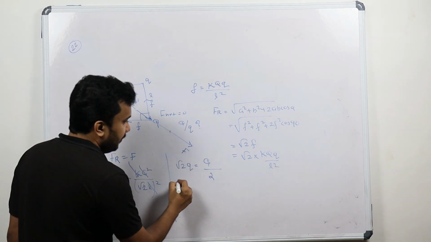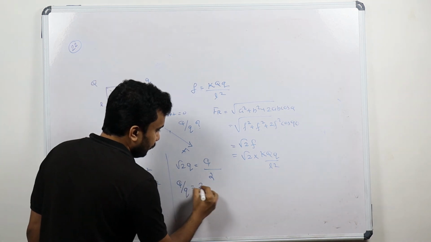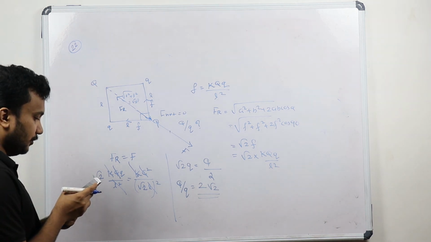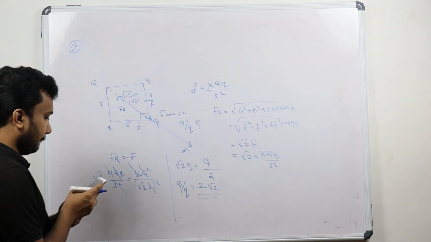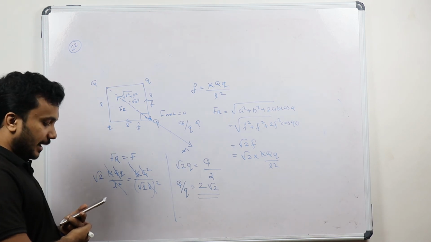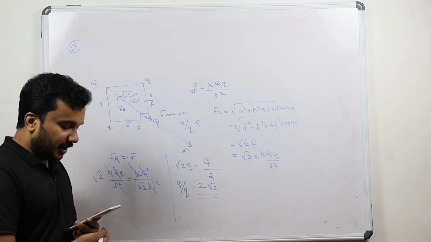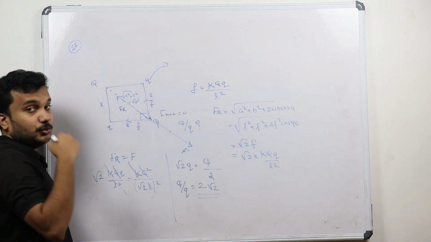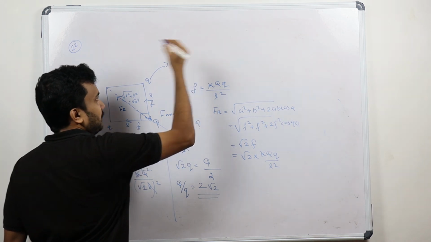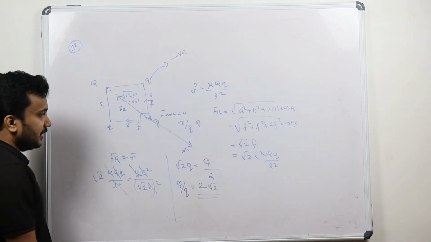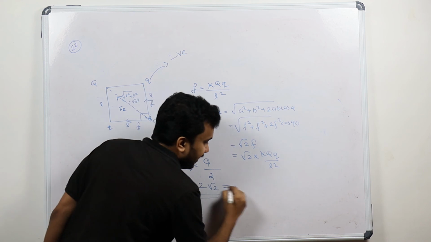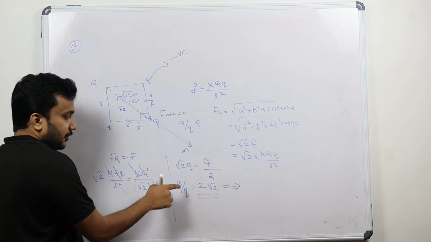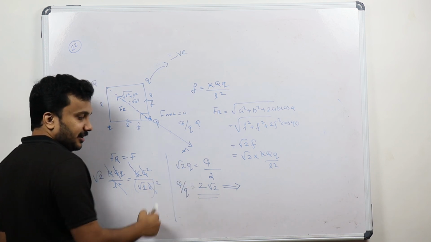So what is the question? Capital Q divided by small q is equal to 2 times root 2. So the answer is 2 times root 2. Okay, here if you see, capital Q divided by small q is 2 root 2. Here I told you Q is not a positive charge. Q is what charge? Negative charge. So actually we are getting the final answer only if this Q is a negative charge.